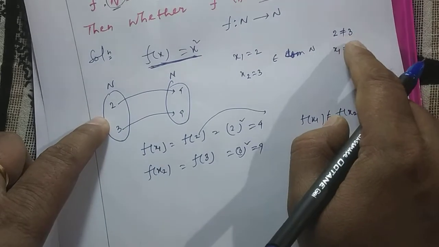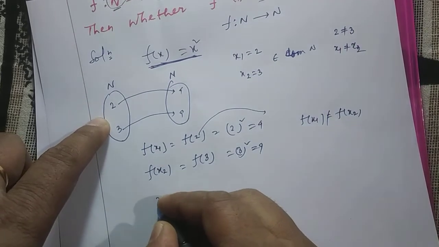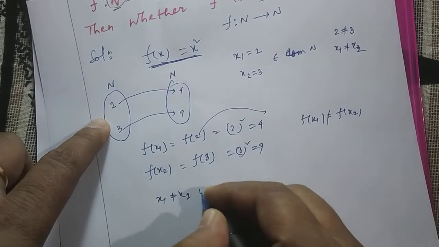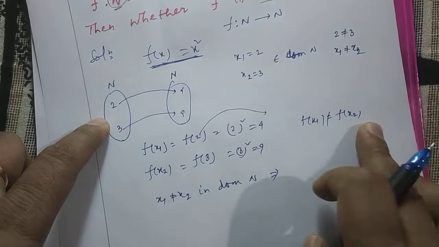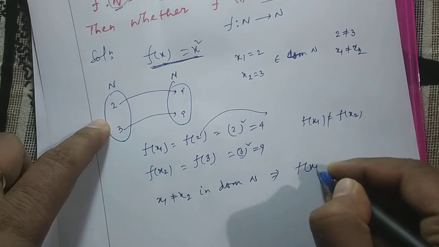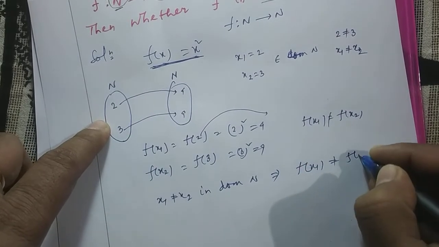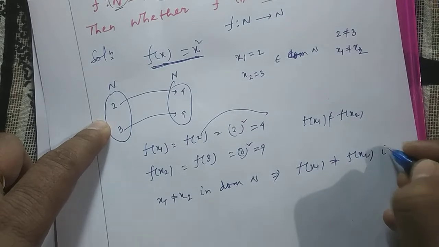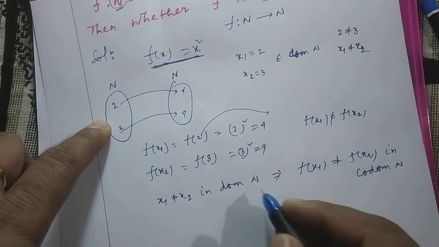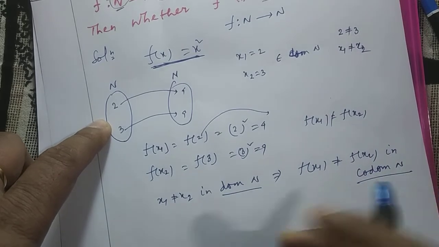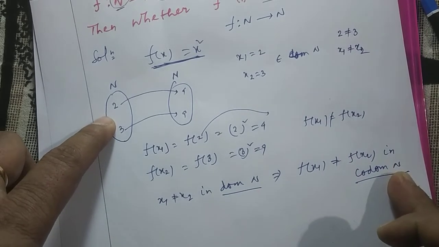So here firstly I have taken x1 not equal to x2 in domain N, and finally you have checked that also their images are not same in codomain N. You have to write domain N, codomain N, because eventually they are same here.